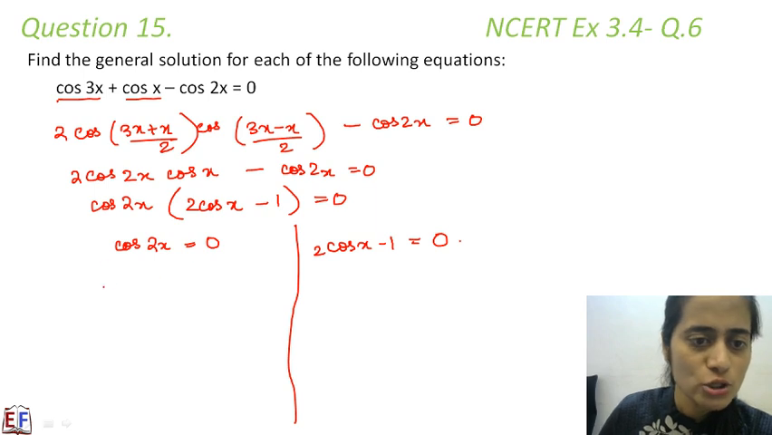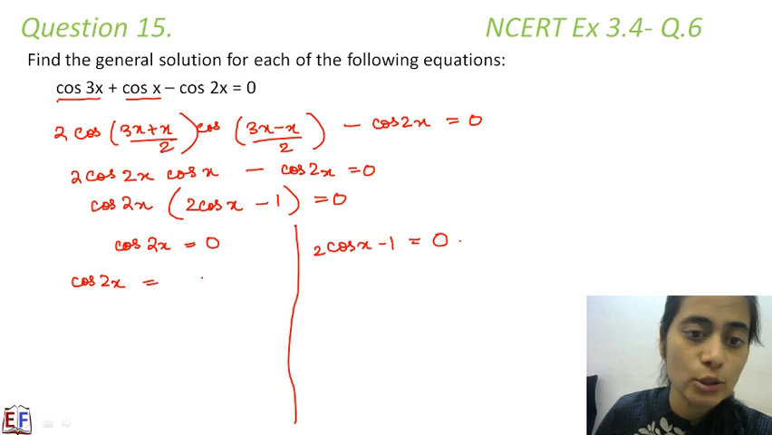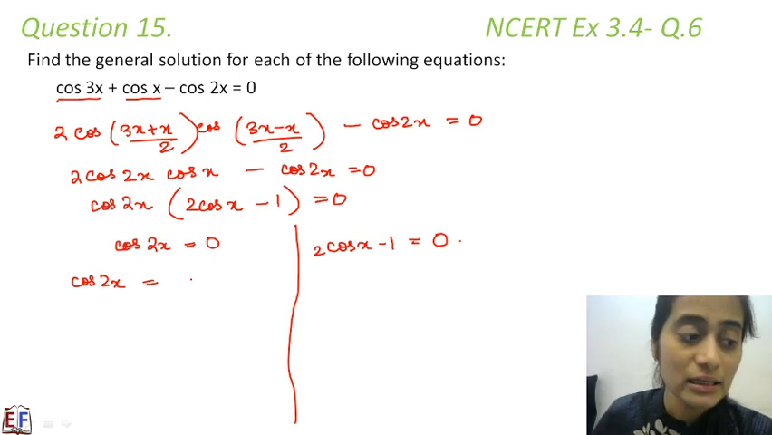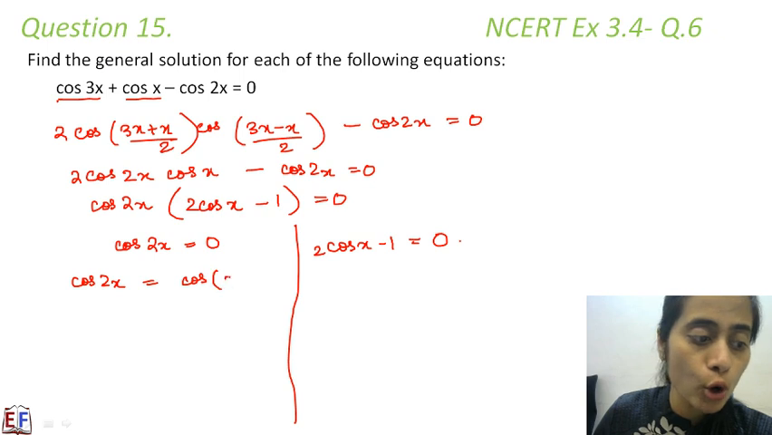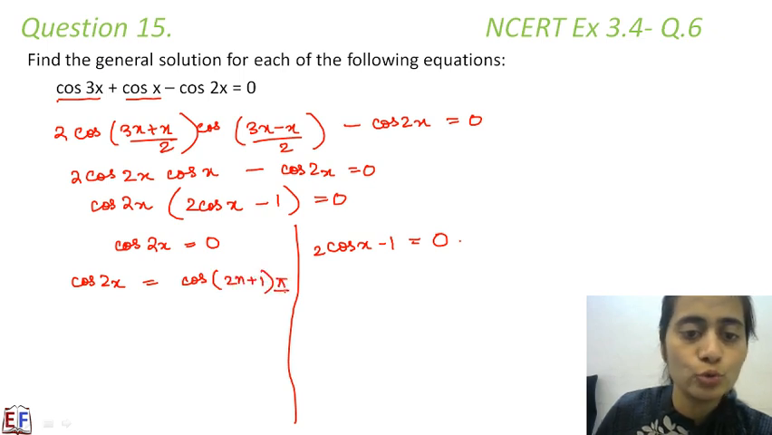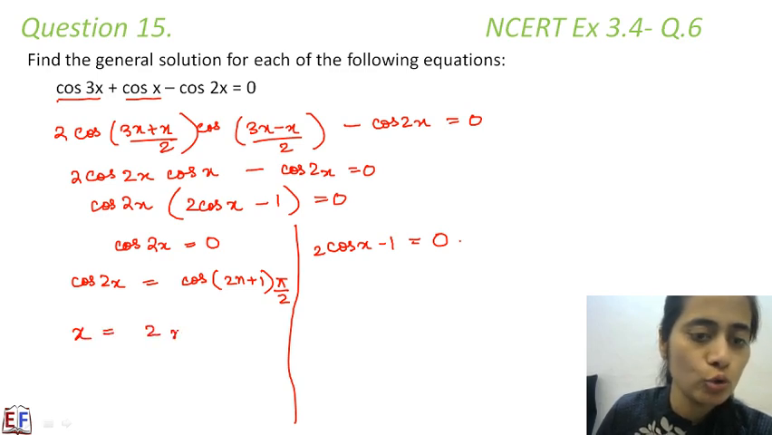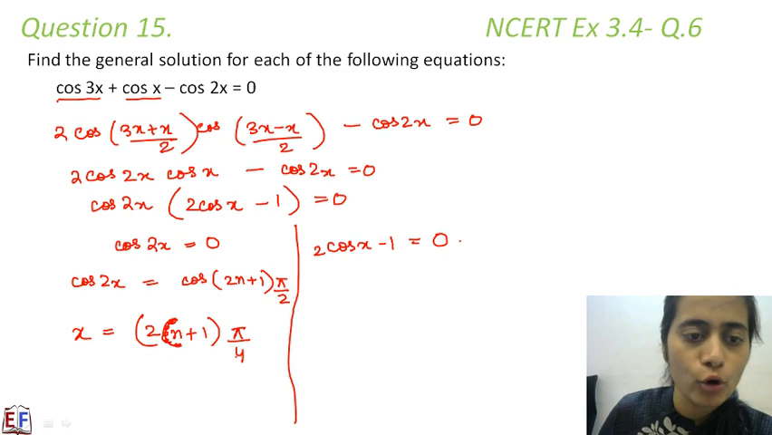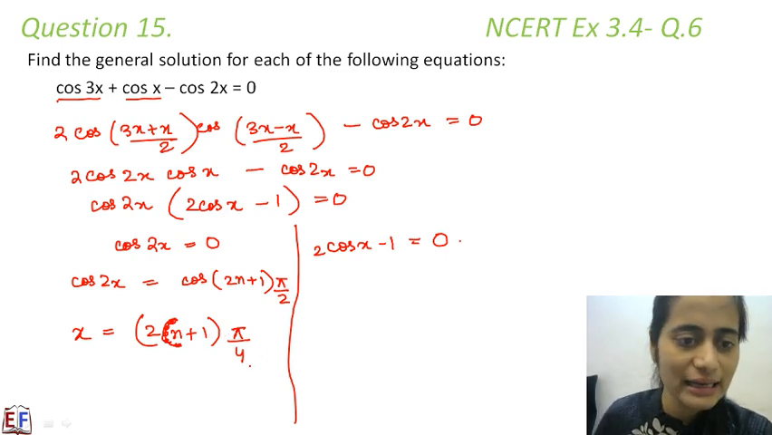Okay, so if cos 2x is equal to 0, we know that the value of cos theta is 0 at 90 degrees. In fact it is 0 for all (2n plus 1) pi by 2 values, right? So we can say that x will be equal to (2n plus 1) pi by 4, because 2x is equal to this, so the 2 will come here as well. So this becomes (2n plus 1) pi by 4. This is one general solution.